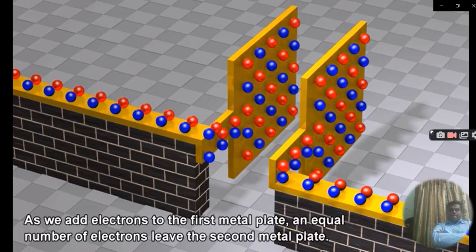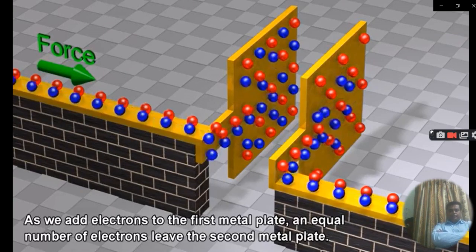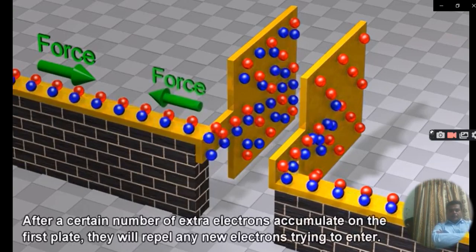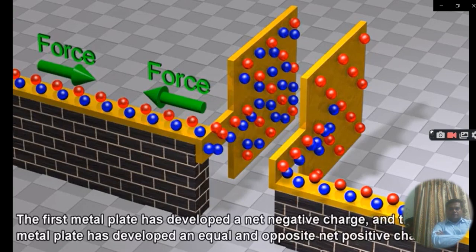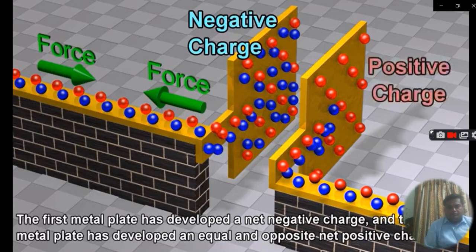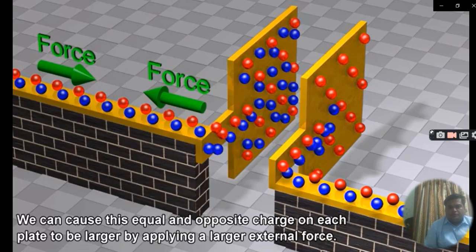As we add electrons to the first metal plate, an equal number of electrons leave the second metal plate. After a certain number of extra electrons accumulate on the first plate, they will repel any new electrons trying to enter. The first metal plate has developed a net negative charge, and the second metal plate has developed an equal and opposite net positive charge. We can cause this equal and opposite charge on each plate to be larger by applying a larger external force.